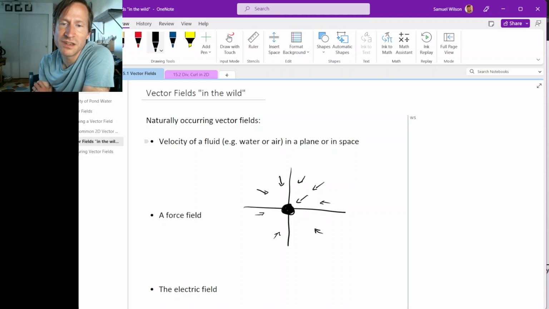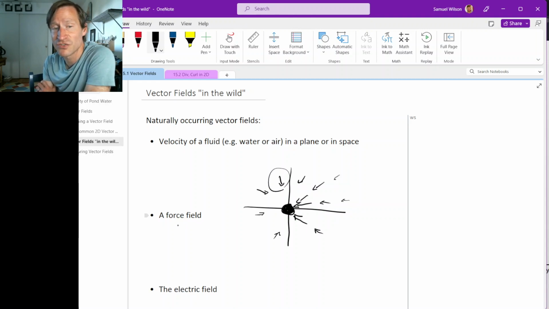So because the force varies as you move around space, right, when you get further from the sun it gets weaker, when you get closer to the sun it gets stronger. Because the force varies as you move around space, that means we have a different vector for every location in space, and that means that it's a vector field. So a force field is a common example. I've drawn it as if this is two-dimensional, but of course gravity happens in 3 dimensions and not 2.